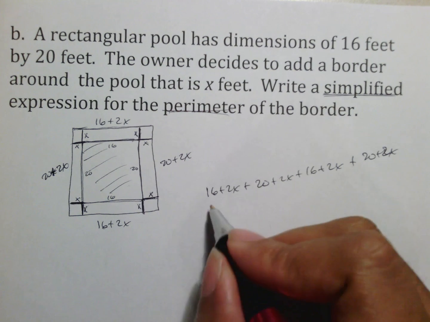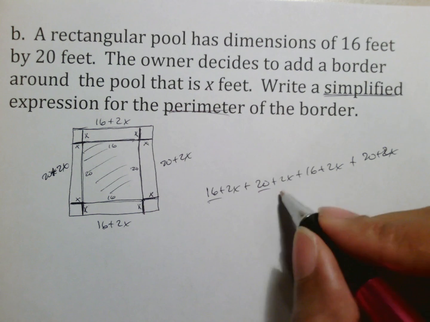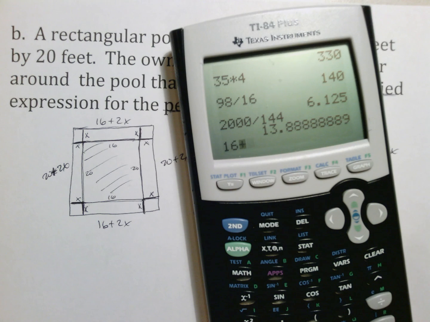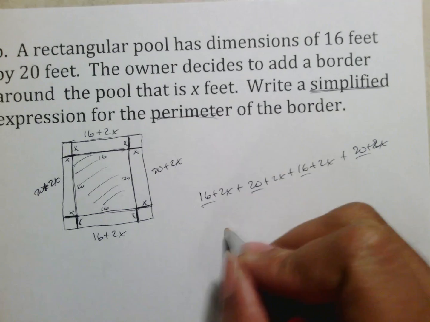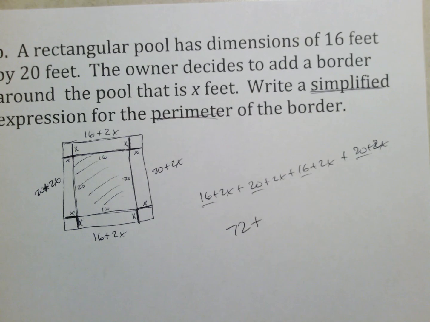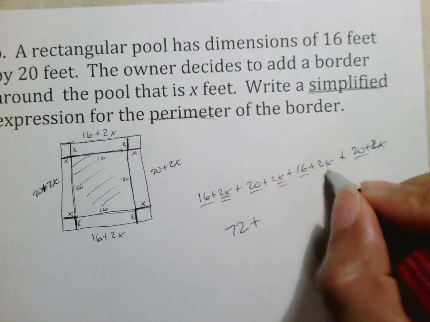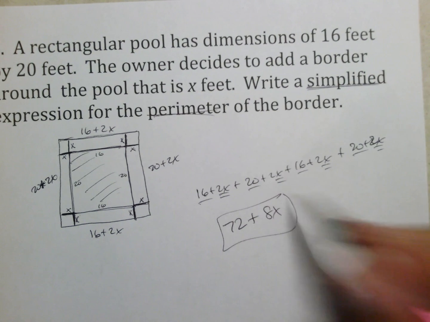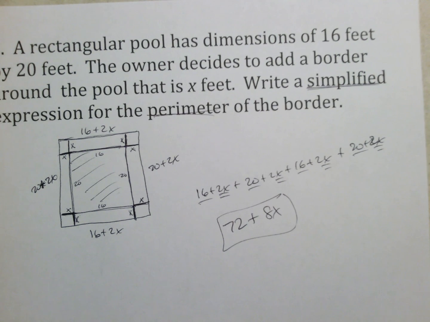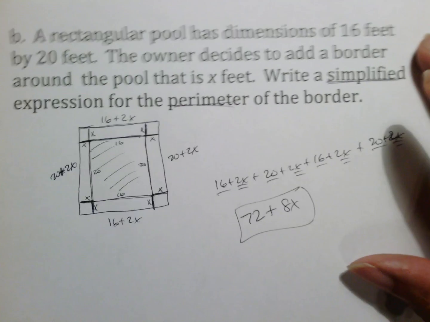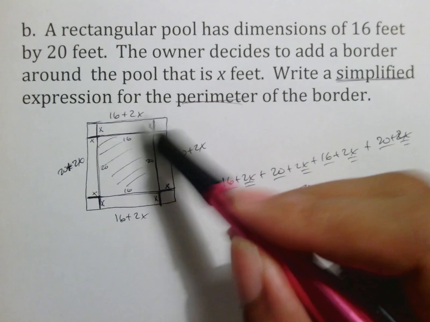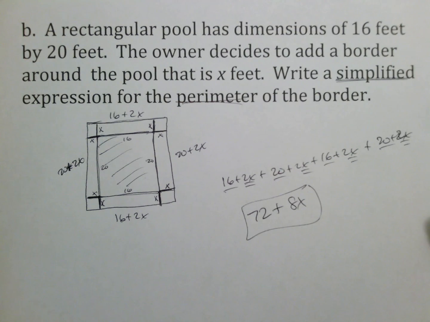And that's really not that bad. It's just a lot of numbers. 16, 20, 16, and 20 all add up to make 72, plus 2, 4, 6, 8, x. That would be your simplified expression for the perimeter. So again, it's not so bad. You just have to make sure you understand how to convert from the original dimensions to your border's dimensions.